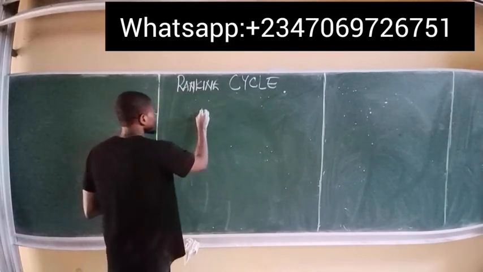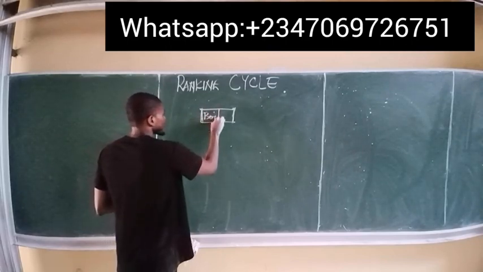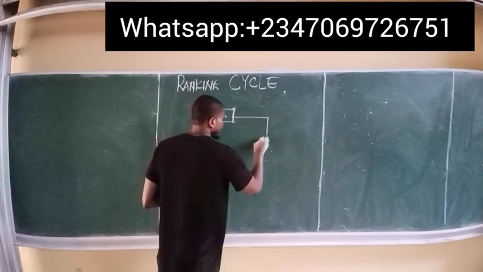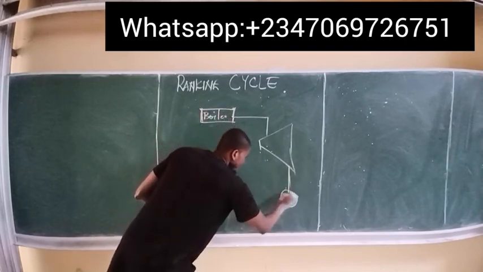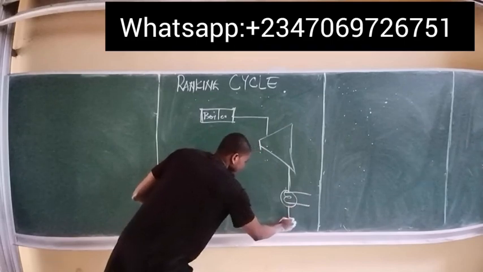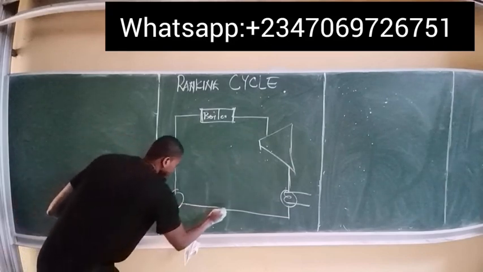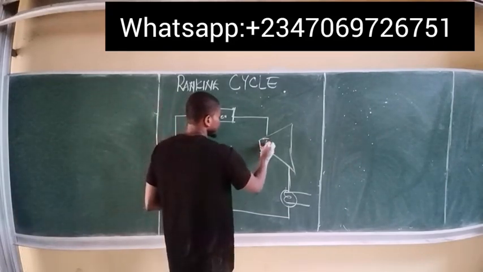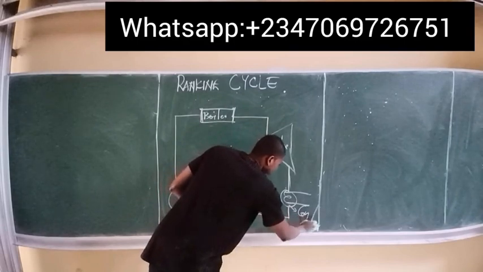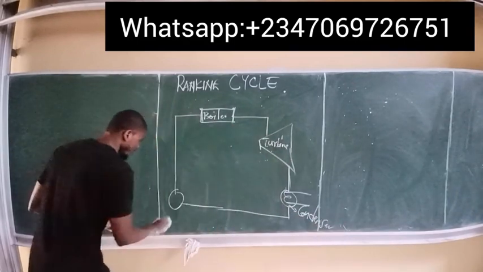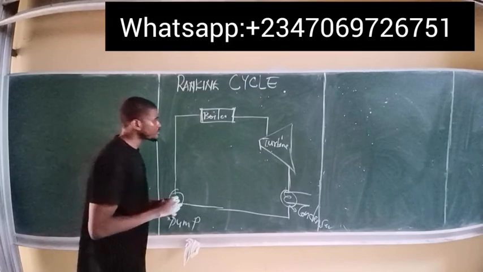Okay, so we simply have the boiler. Okay, this is the boiler. We have the turbine. We have the condenser. And then we have the pump. So this is the boiler, this is the turbine, this is the condenser, this is the pump. Okay, so we simply have this.